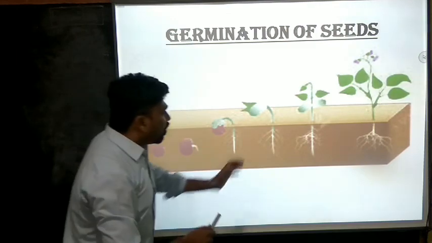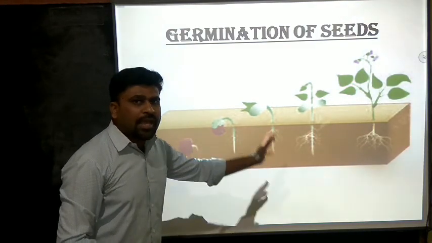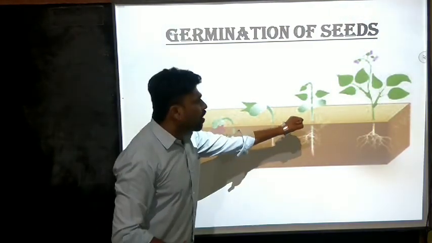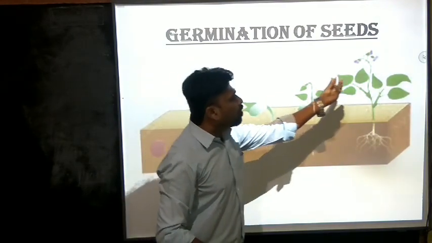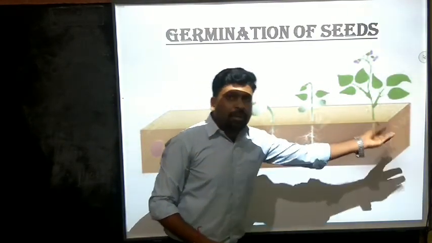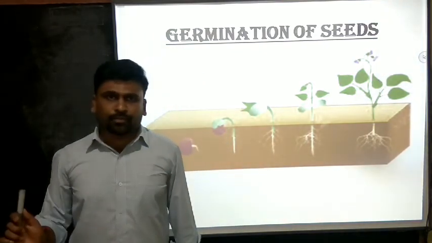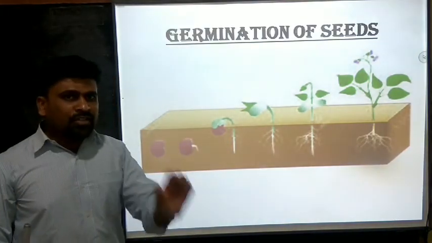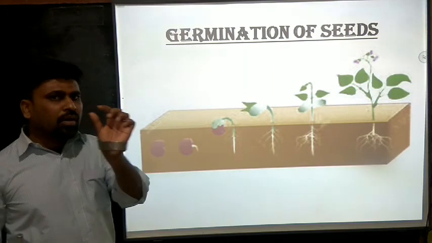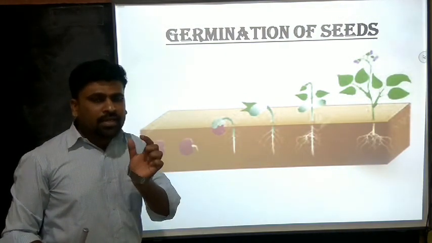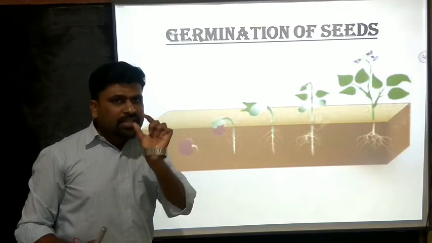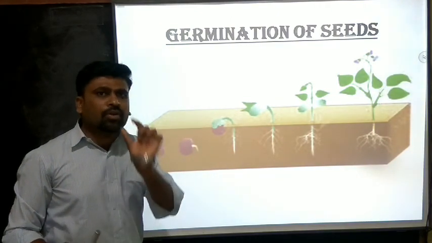After the root can absorb the air and water in the soil, then automatically this kind of small plant will grow into a big plant. That is the first thing. First thing, seeds again need food. A seed needs the right amount of food.